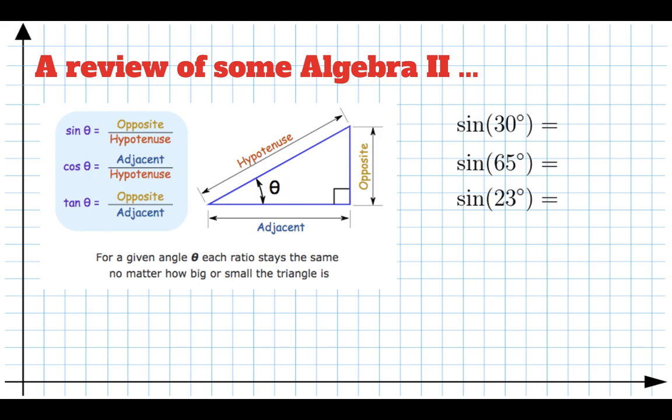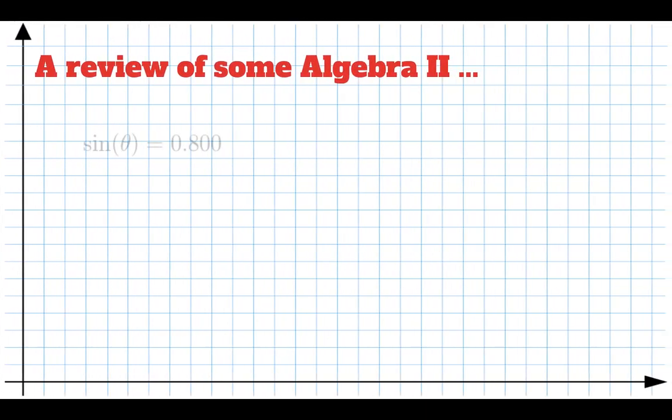So that's fairly straightforward. So if I had a 30-degree triangle, if this angle was 30 degrees, then whatever the opposite side was, when I divide that by the hypotenuse, I'm going to get 0.5 because the sine of 30 is 0.5. Okay? All right. Here's the problem. What happens if I don't know the angle, but I know its sine is 0.8? How do I find the angle?